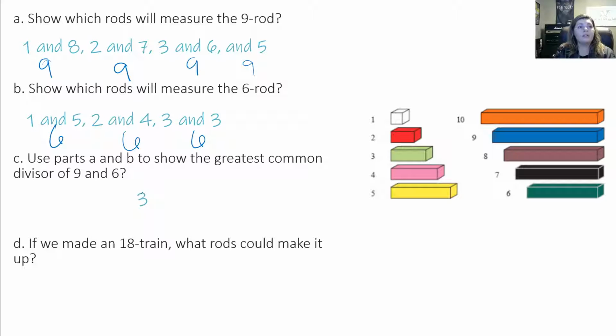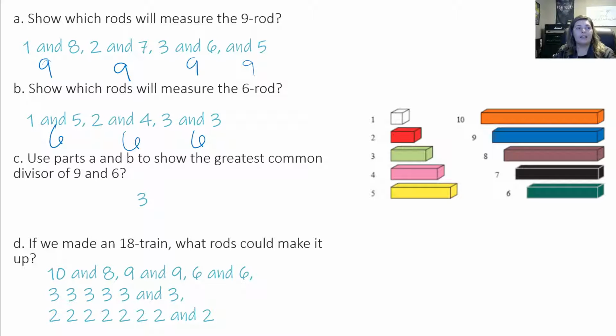So use parts A and B to show the greatest common divisor of 9 and 6. So looking at this, you know, a lot of us could just do this in our head. This was just an example though. So yes, it is easy to say the greatest common divisor of 9 and 6 is 3. But once we get into more complex problems, it would be good to know how to work these out.